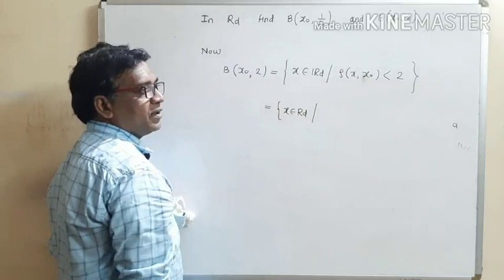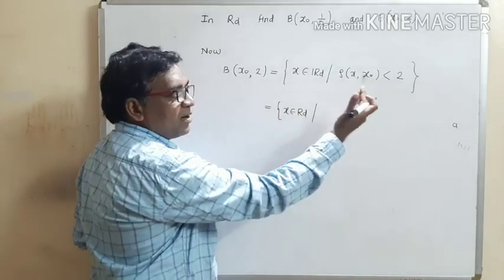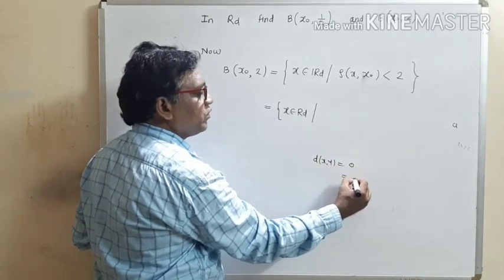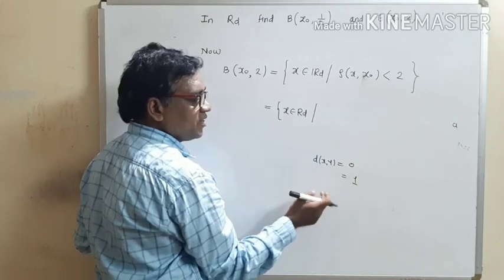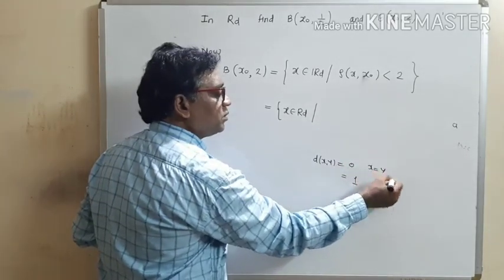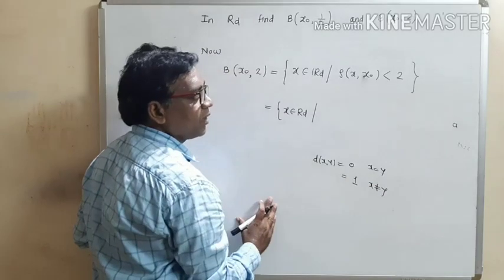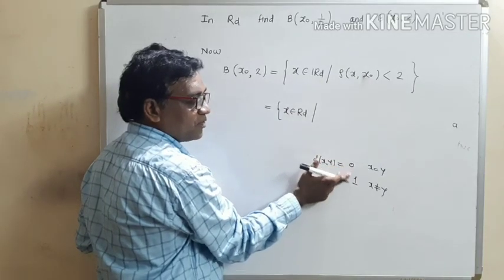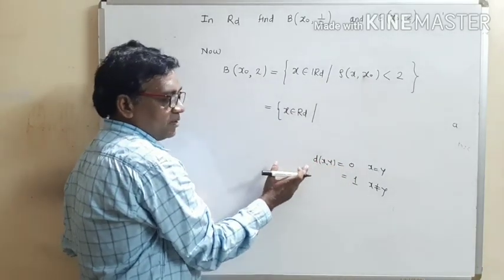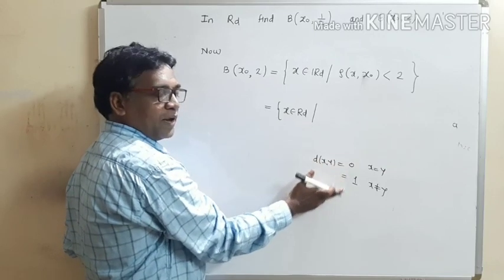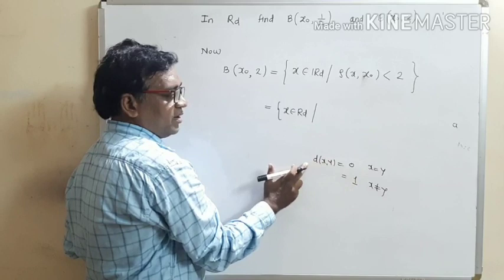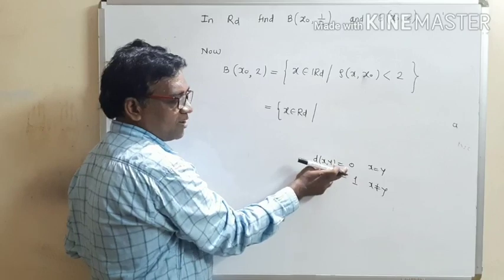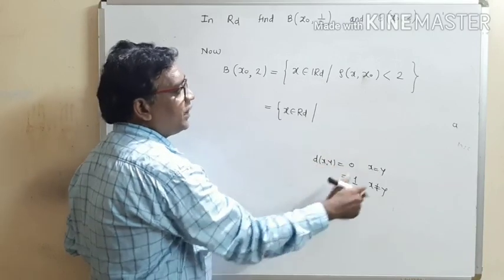set of all x in Rd. Now again we require less than 2 distance. In discrete metric space we have just two values. Either the distance is 0 or it is 1. It depends upon the points, whether the points are the same or different. Now we require less than 2. Less than 2 means we have both the values, distance of xy equal to 0 and distance of xy equal to 1. So it is the complete metric space.